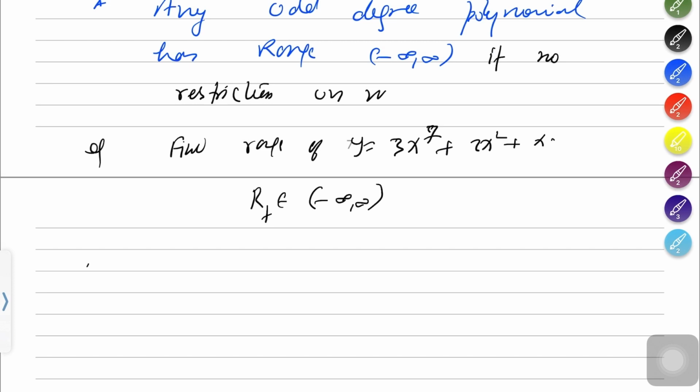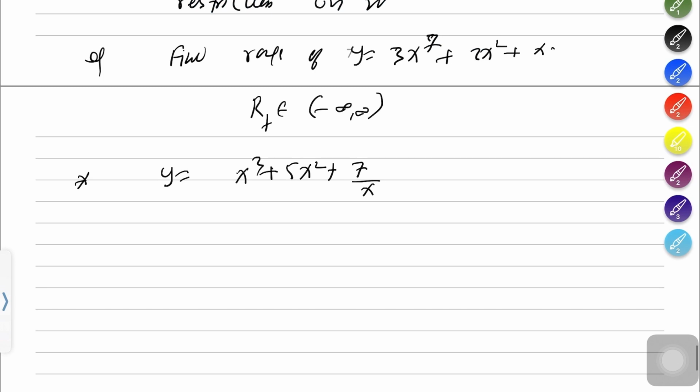By the way, you should know that it should be a polynomial. If I ask you to find the range of, let's say, x cube plus 5x square plus 7 by x, here, first of all, this is not a polynomial. So in this case we can't say that the range is minus infinity to plus infinity. This is not a polynomial. Forget about odd, this is not a polynomial.